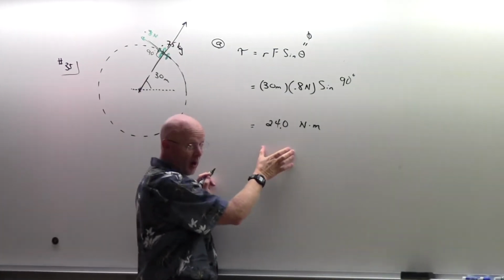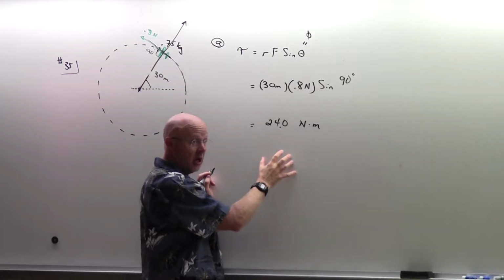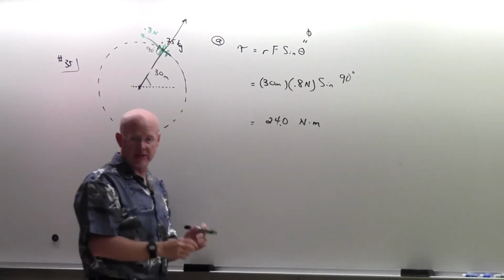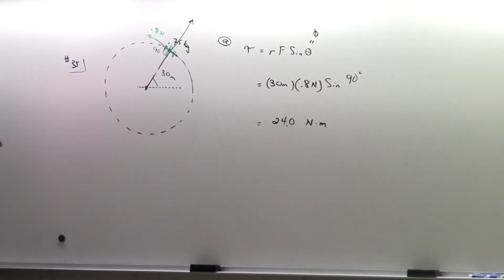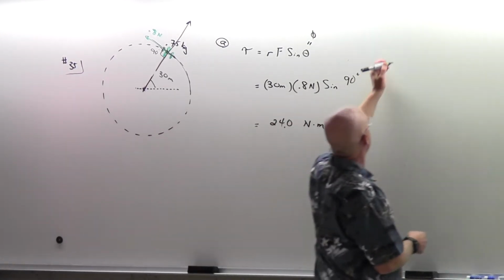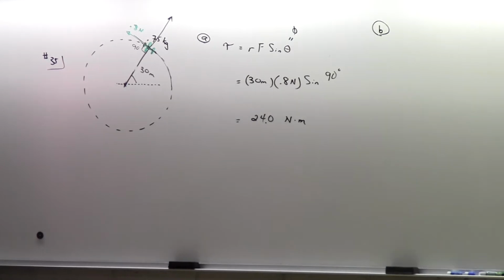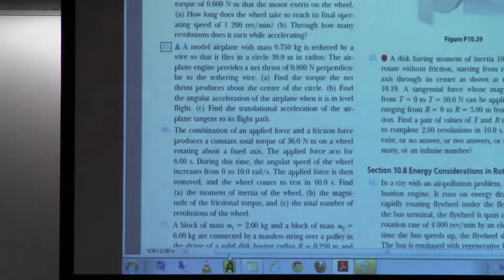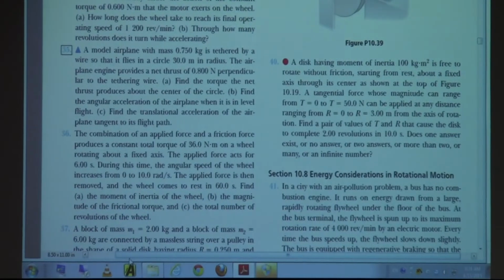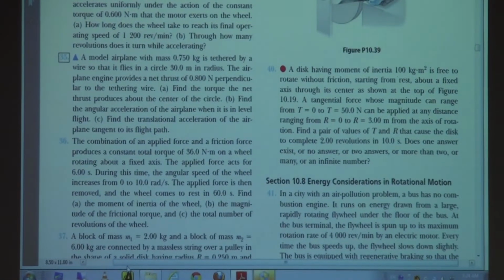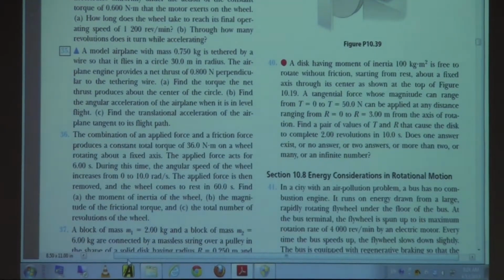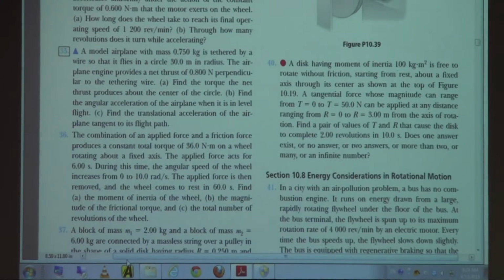And of course we get a different quantity. We wouldn't get torque, we would get energy, which is why we would use different units. Exactly. And so there is my first example of calculating a torque. Continuing on here, it says find the angular acceleration of the airplane when it is in level flight. All right, angular acceleration.